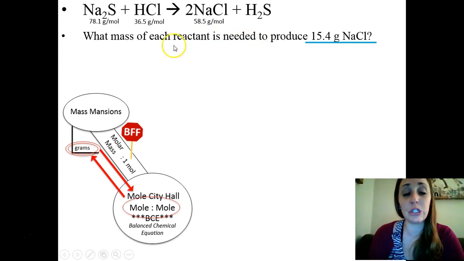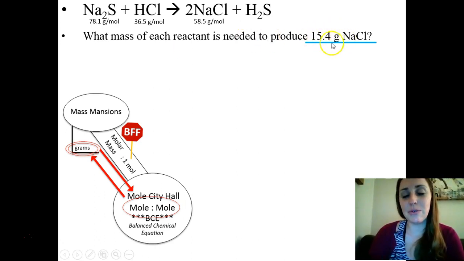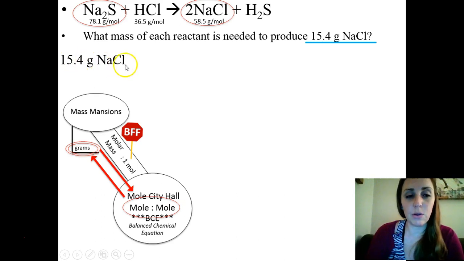All right, so now let's do our stoichiometry, our math. This is going to take a lot of room. So start all the way on the left of your piece of paper or else you're going to run out of room. Always start with your known, so that's 15.4 grams of sodium chloride. We're dealing with sodium chloride, and let's go to sodium sulfide first. We're going to do all that math, then we'll talk about hydrochloric acid. All right, 15.4 grams sodium chloride.